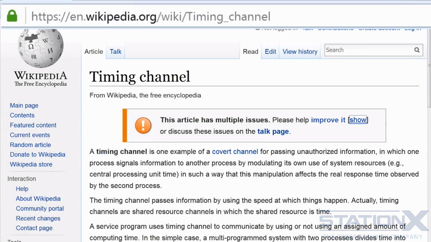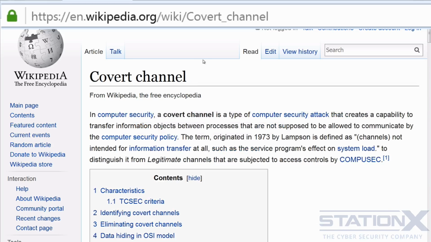VM hosts and guests obviously share CPUs. This means it's theoretically possible to perform what is called covert timing channel attacks. This is the passing of information in which one process signals information to another process by modulating its own use of system resources, for example, central processing unit time, in such a way that this manipulation affects the real response time observed by the second process. This means guest and host can communicate via timing variations based on prearranged methods. A timing channel is one example of a covert channel.